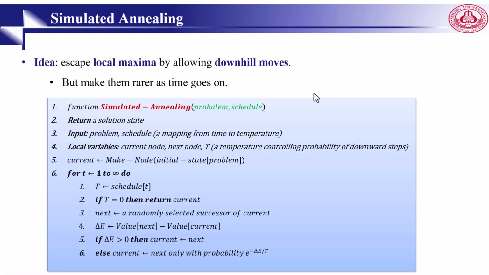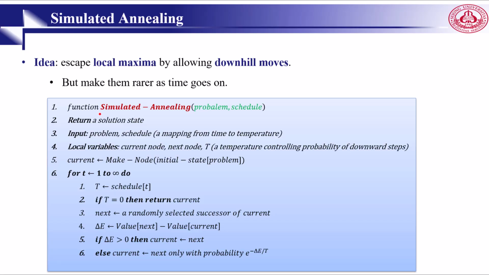A worse point is accepted probabilistically, where the likelihood of accepting a solution worse than the current solution is a function of the temperature of the search and how much worse the solution is than the current solution. So here we can see the algorithm.